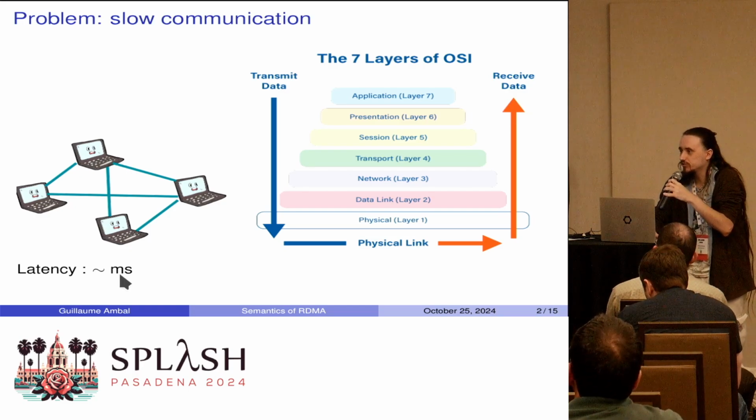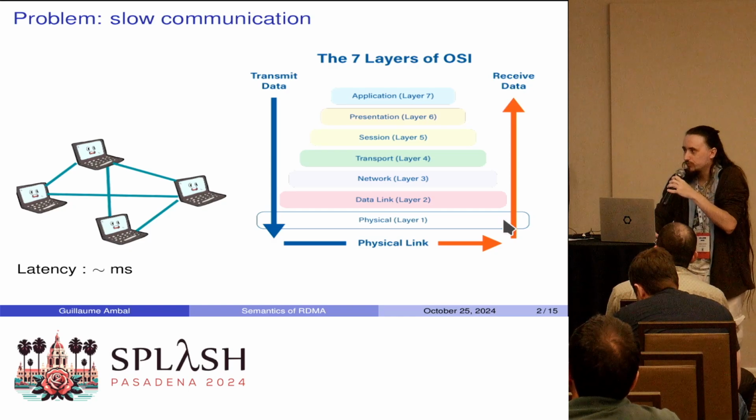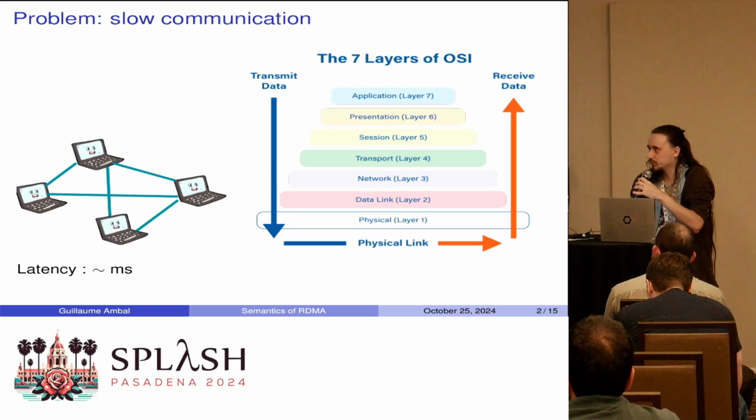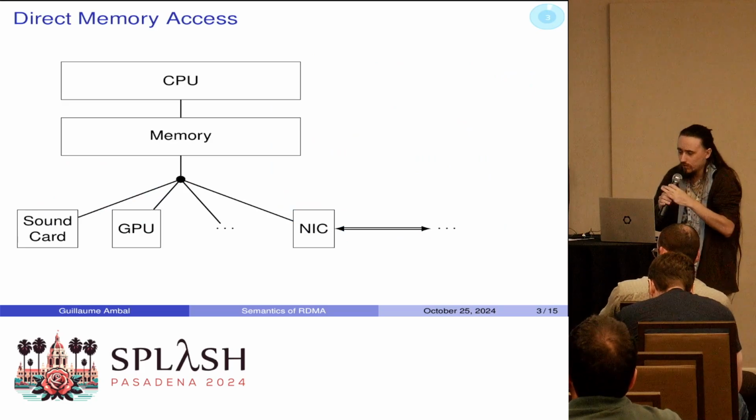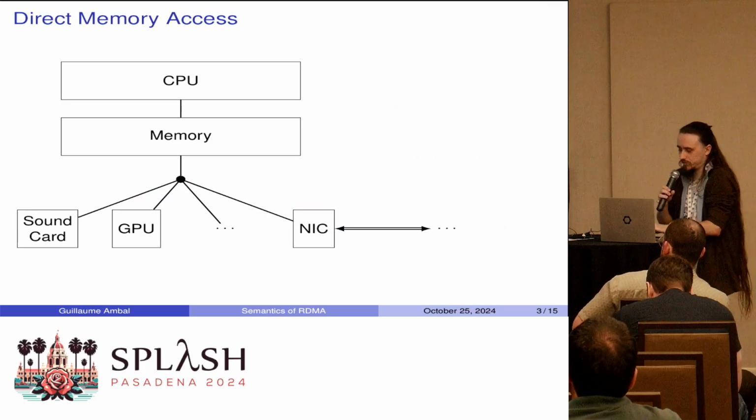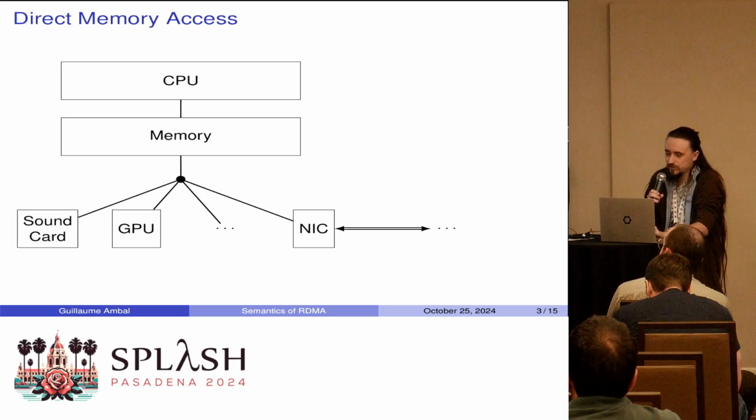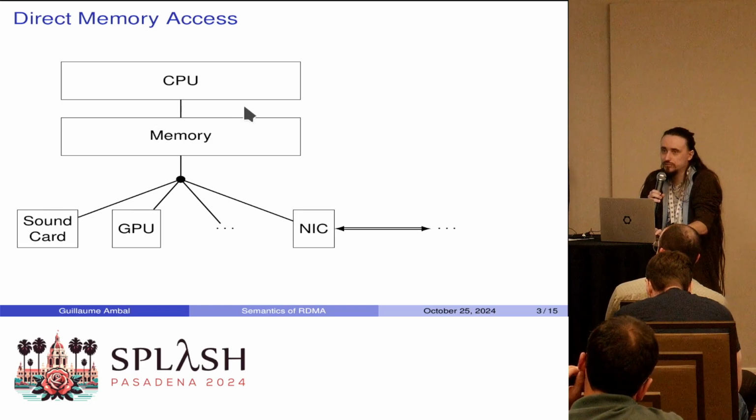So in most cases, we don't care at all. But if you want to push computation to its limit, we can do a bit better. And the way we do a bit better is with RDMA. So this is your computer. You have a CPU, and you have a memory. And that's basically all you need for a computer.